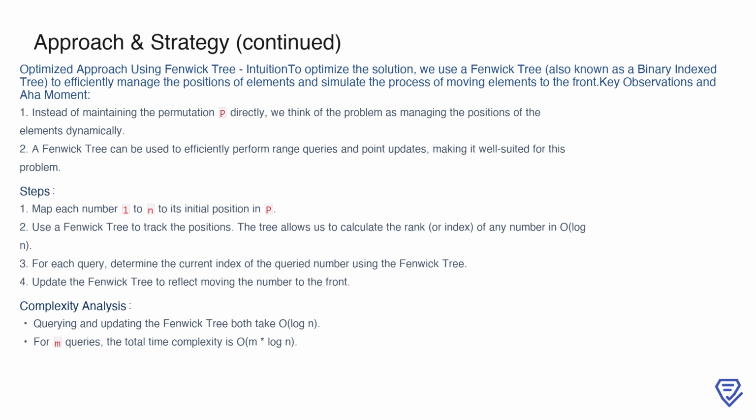For each query, we determine the current index of the queried number using the Fenwick tree, which takes O(log n). After recording the result, we update the tree to reflect the process of moving the number to the front. This optimization reduces the time complexity per query to O(log n), resulting in a total complexity of O(m log n) for m queries. By leveraging the Fenwick tree, we achieve a dramatic improvement in efficiency compared to the brute force method.